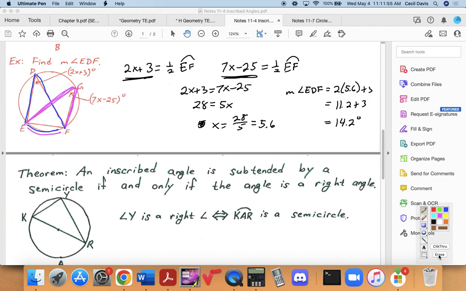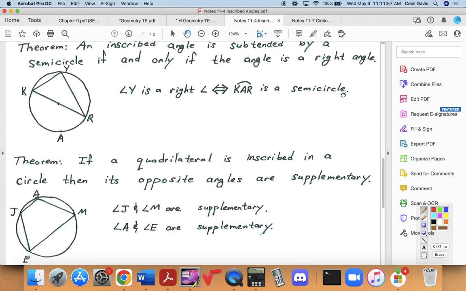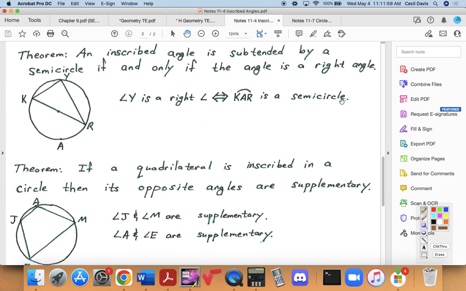Okay, let's go on to the back. This next theorem is just an extension of the exact same idea. An inscribed angle is subtended by a semicircle if and only if the angle is a right angle.